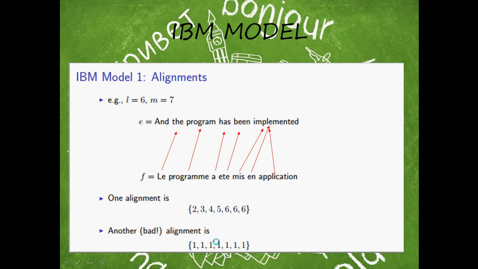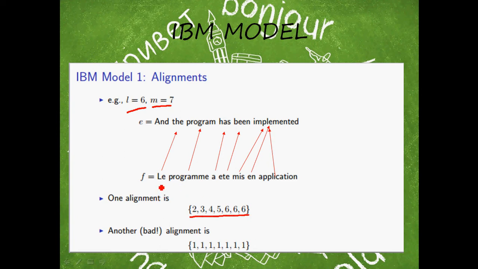One important concept in the IBM model is alignment. Let's look at this example. There is an English sentence and a French sentence. L is the length of the English sentence, and M is the length of the French sentence. One possible alignment here is 2, 3, 4, 5, 6, 6, 6.